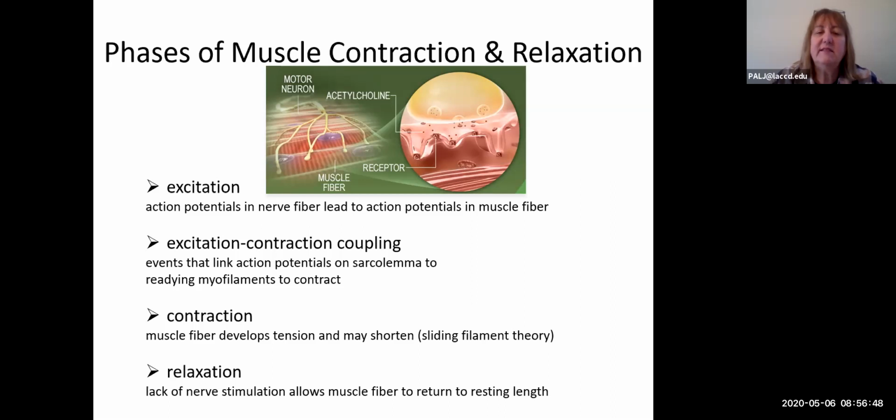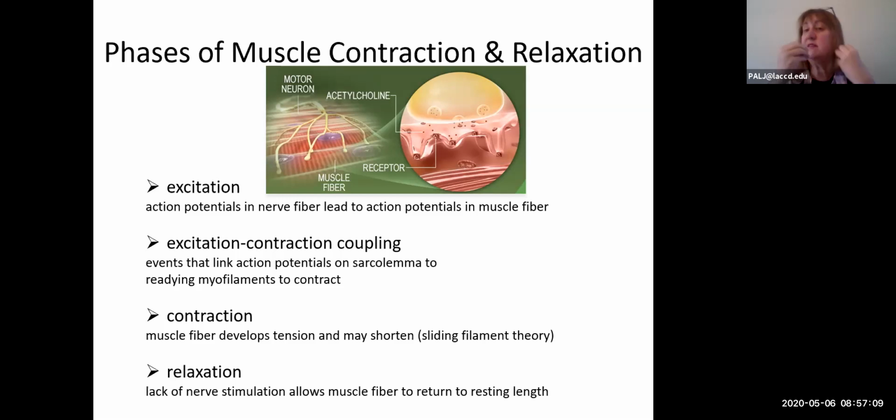The second phase is what's called excitation contraction coupling. There are going to be some events linking the new action potential on the sarcolemma of that muscle fiber to getting those myofilaments ready to contract.